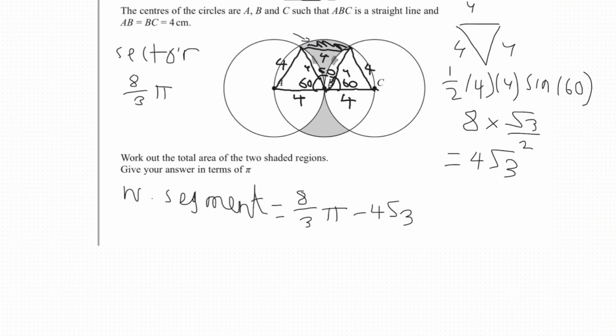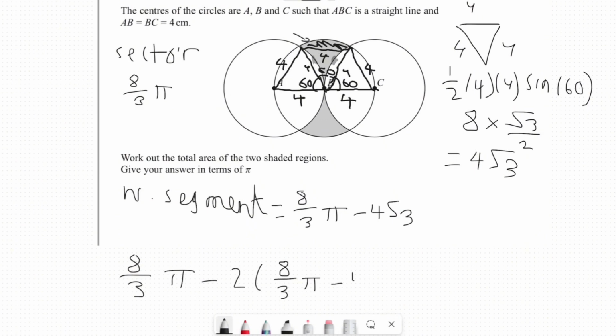Now, how do we find the shaded area? Well, if you look at the sector, we've got two of these white segments to deal with. So what we can do, we can take the area of the sector and subtract it from the area of two white segments, and then we'll get the area of one shaded region. So let's take the sector, which was 8 over 3 pi, subtract it from two of these white segments, which was 8 over 3 pi minus 4 root 3.